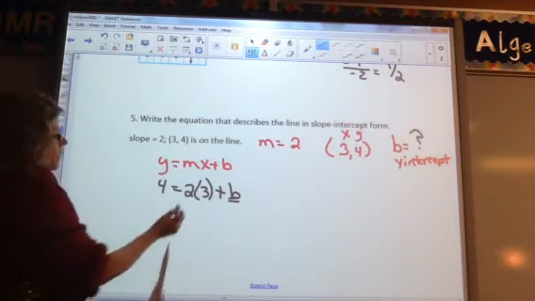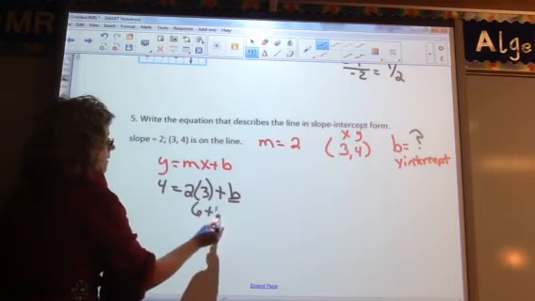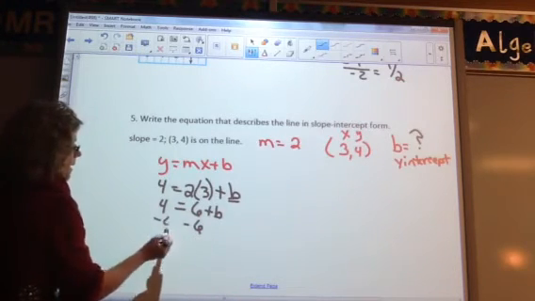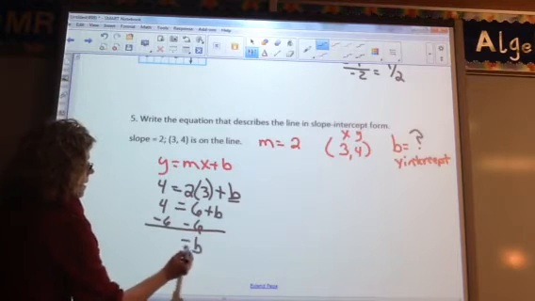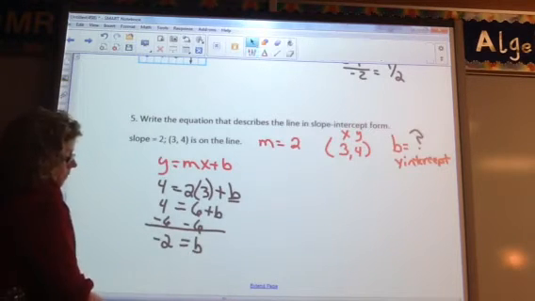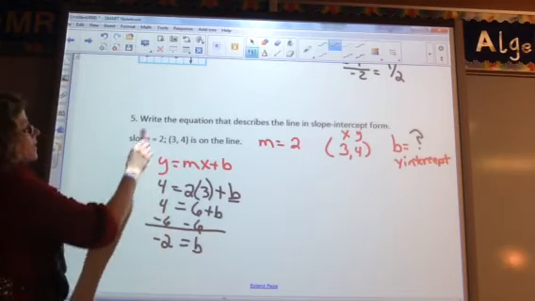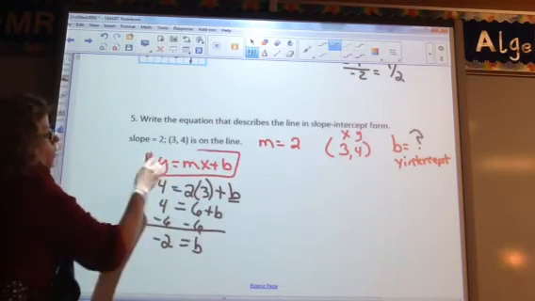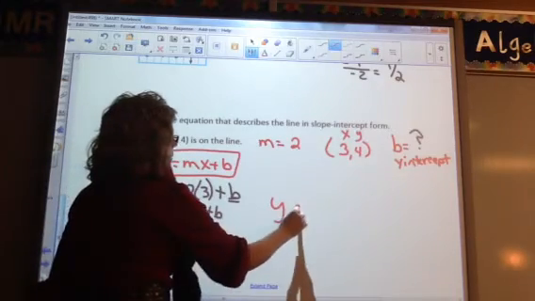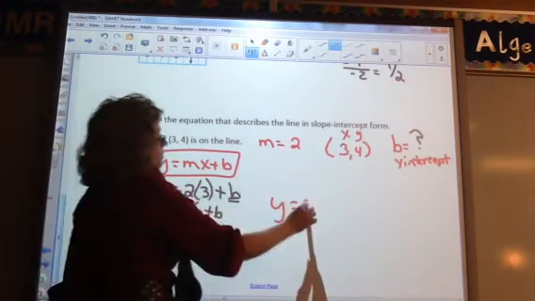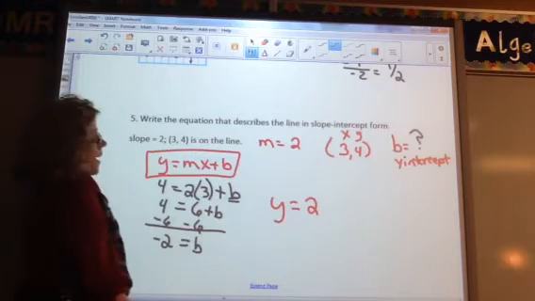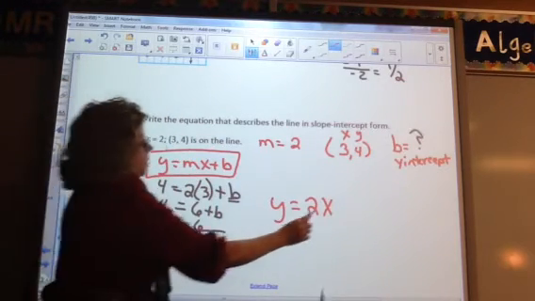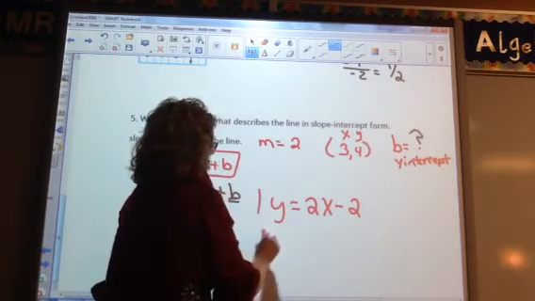Okay, so let's simplify. 2 times 3 is 6. Isolate your variable, b. So b equals -2. Now we can write this equation with this slope and this point in our slope-intercept form. Because we're given slope, our x, and then our y-intercept is -2.